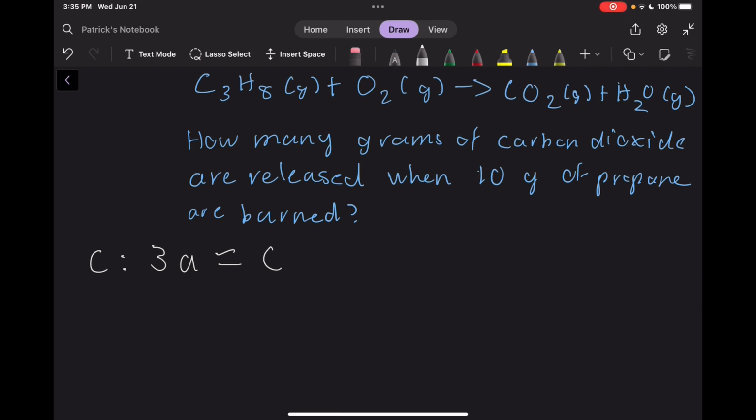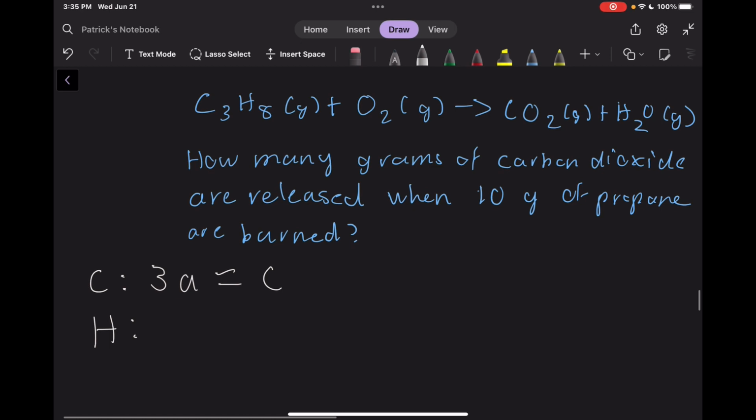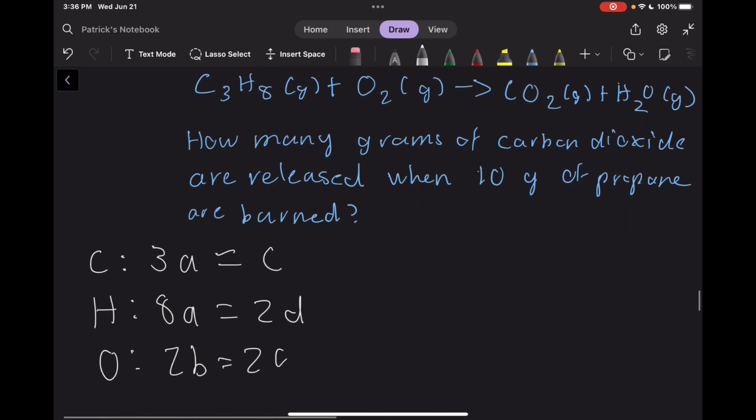Next we have hydrogen. 8A equals 2D. Then we have oxygen. 2B equals 2C plus D.